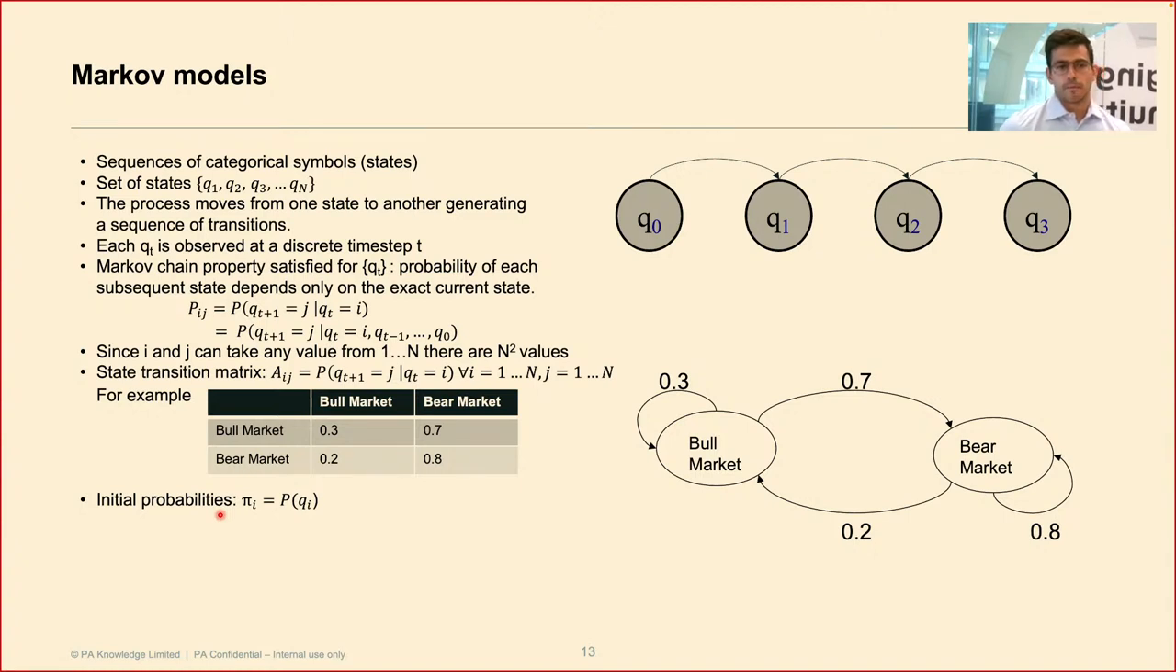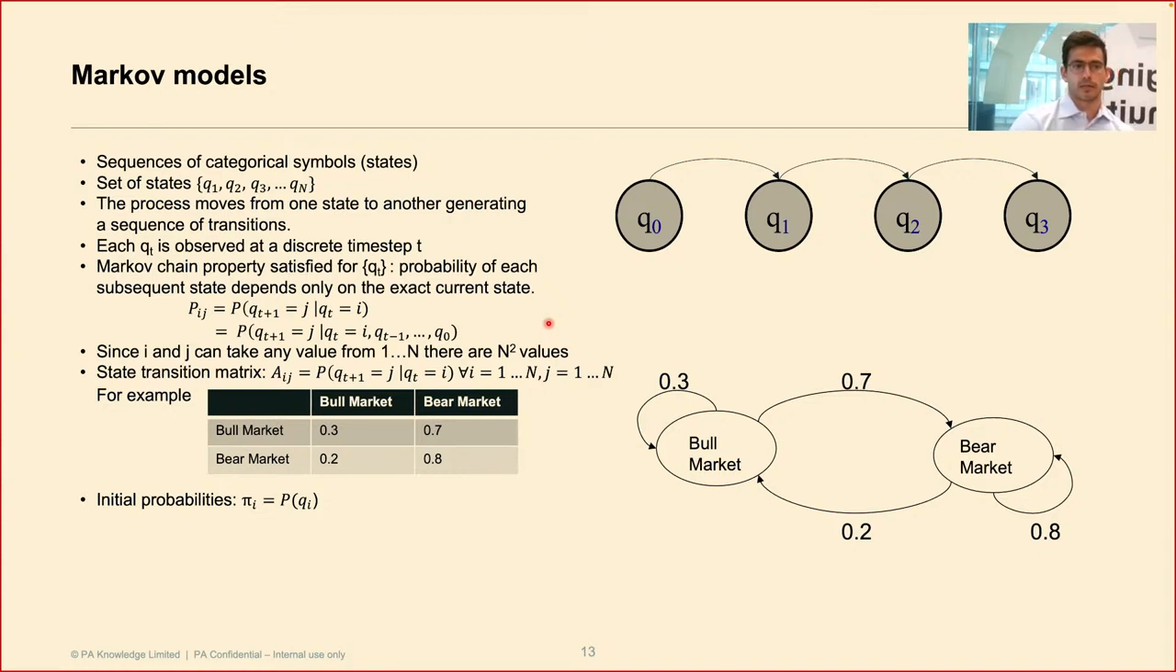So we have a sequence of categorical symbols that can be weather, part-of-speech tags, or bull and bear market situations in the financial market, like in the example on the bottom right. We have a set of states Q1, Q2, Q3, Qx. The process moves from one state to another, generating a sequence of transitions, as you can see in the example here, and each Qt is observed at the discrete time step t. The Markov property is satisfied for each Q, meaning our next state is only dependent on the current state and not on any state before that one.